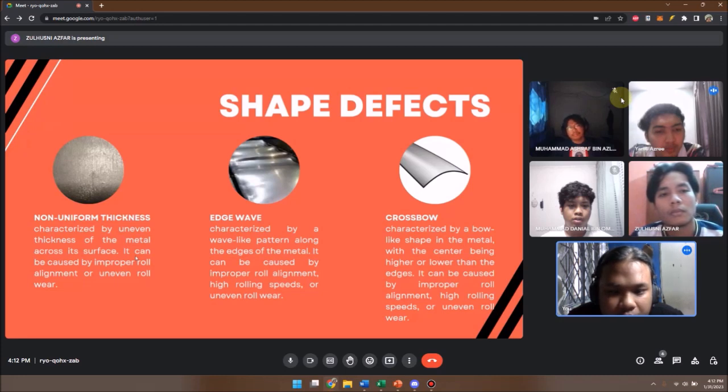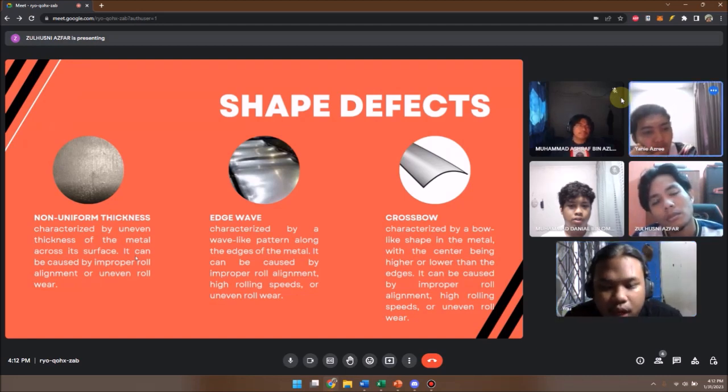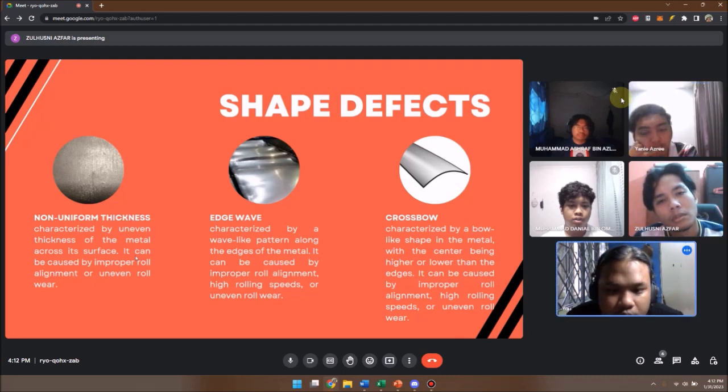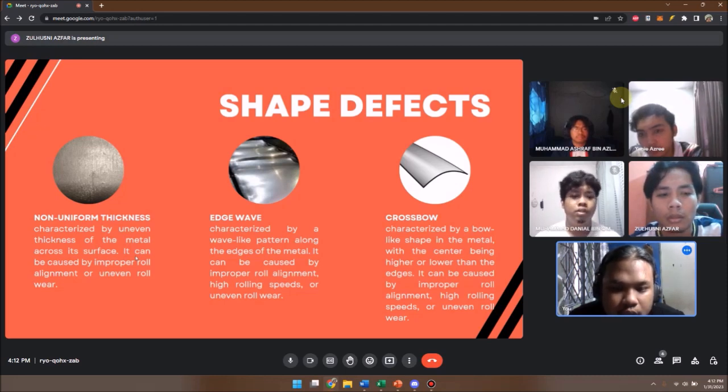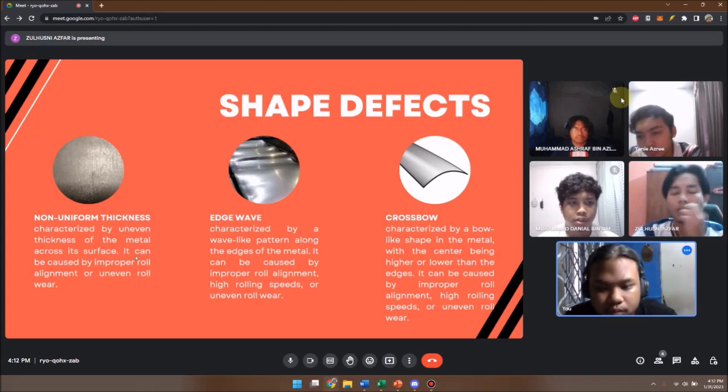For the shape defect, we have non-uniform thickness. So this shape defect is characterized by uneven thickness of metal across its surface. It can be caused by improper roll alignment or uneven roll wear. And then we have edge wave. This edge wave defect is characterized by a wave-like pattern along the edge of the metal. It can be caused by improper roll alignment, high rolling speed, or uneven roll wear. And then we have crossbow. Crossbow is characterized by a bow-like shape in a metal with the center being higher or lower than the edge. It can be caused by improper roll alignment, high rolling speed, or uneven roll wear. Next.